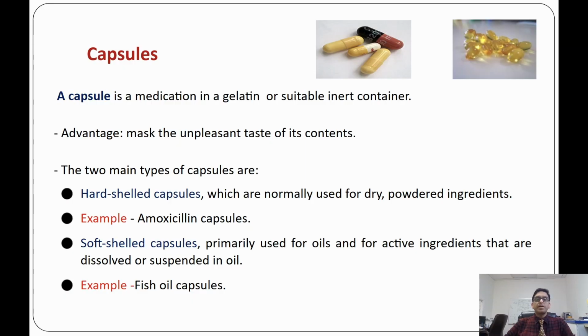There are two types of capsules available. We call them hard gelatin capsules and soft gelatin capsules. Hard gelatin capsules are normally used for dry powder ingredients. An example is amoxicillin capsule. The soft shell capsules are primarily used for oils or active ingredients that are dissolved or suspended in oil in general. An example is fish oil soft gelatin capsule.